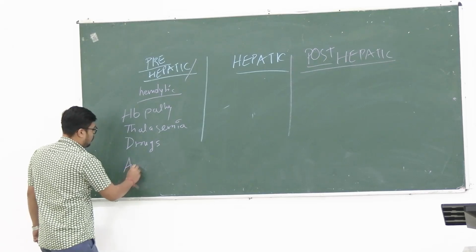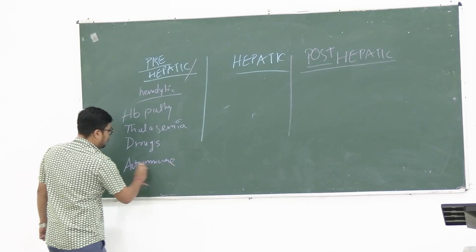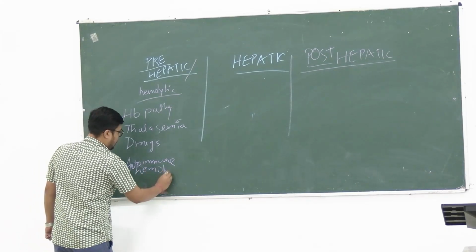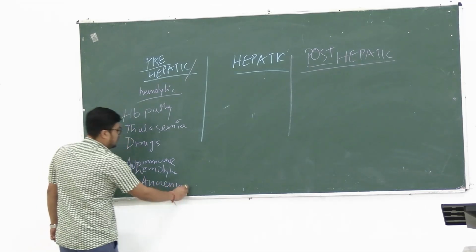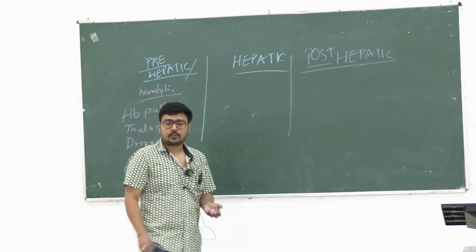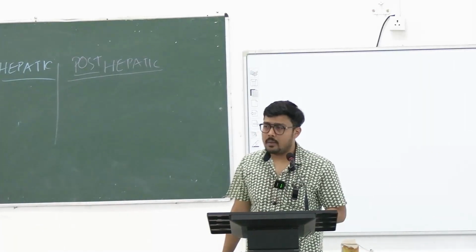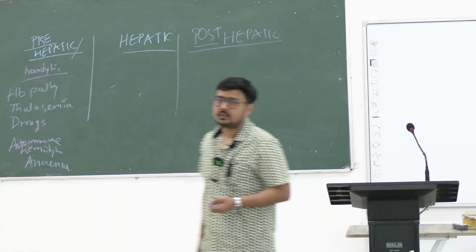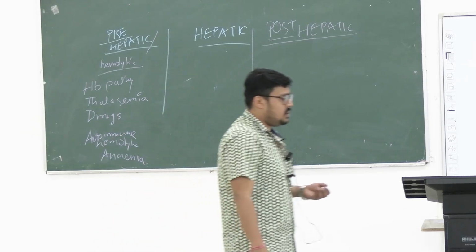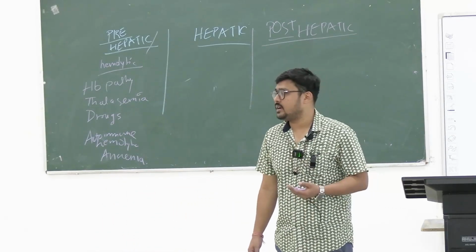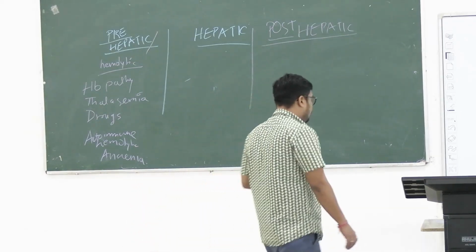Next, autoimmune hemolytic anemia. Because of the presence of cold antibody or warm antibody, intravascular hemolysis occurs and the dead RBC production causes excessive production of bilirubin. Okay, autoimmune hemolytic anemia.